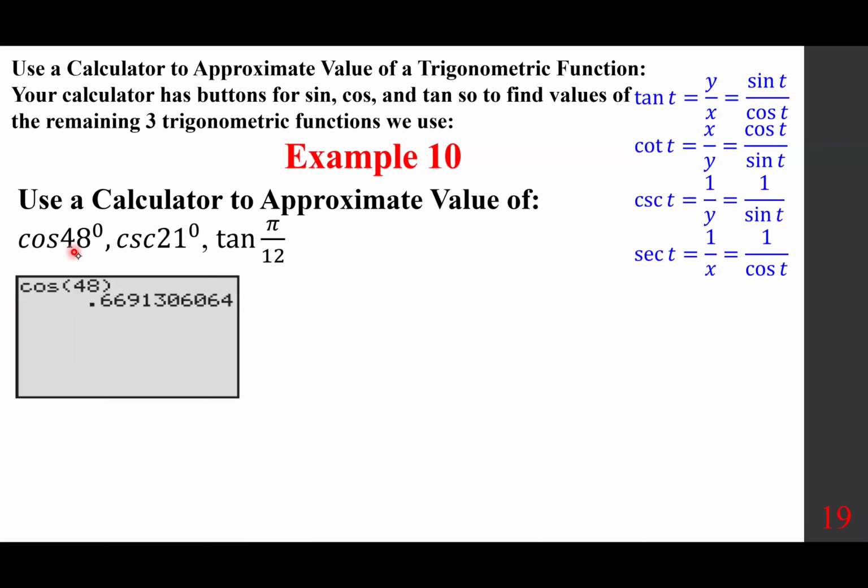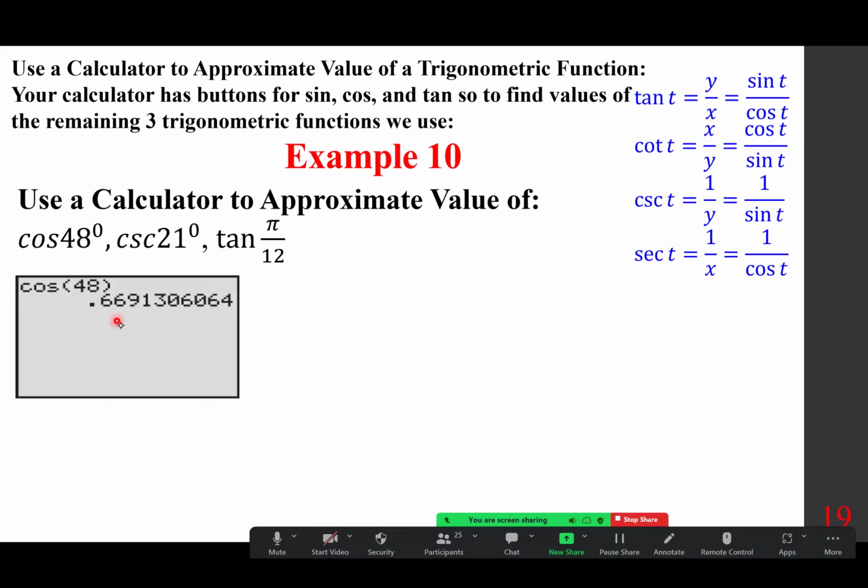Cosine of 48 is 0.66913, and it continues indefinitely. You do the rounding accordingly. If they don't ask you to round, you come up with the exact answer. You carry out as many decimals as you can.